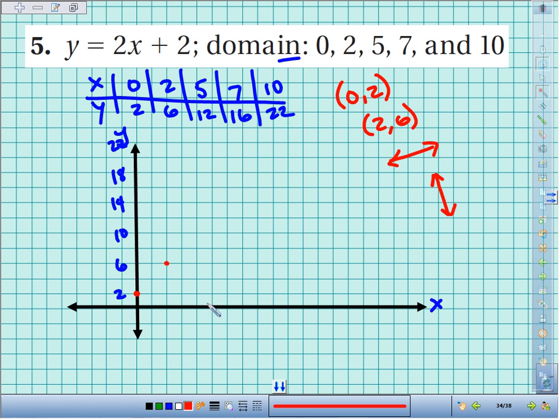I'm going to go over 5 and up to 12, which is right there. I'm going to go over to 7 and up to 16. There's 14 and 16. And then over 10, 8, 9, 10, and all the way up to 22.